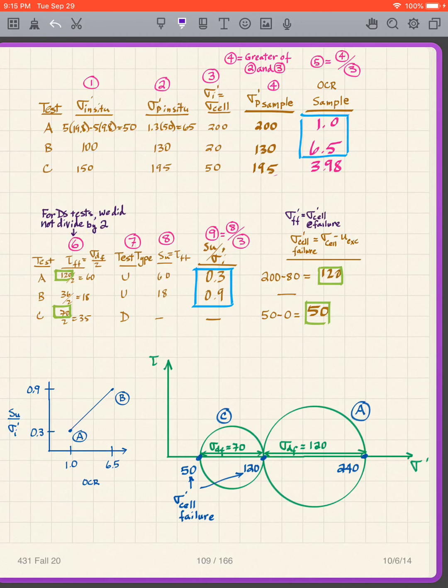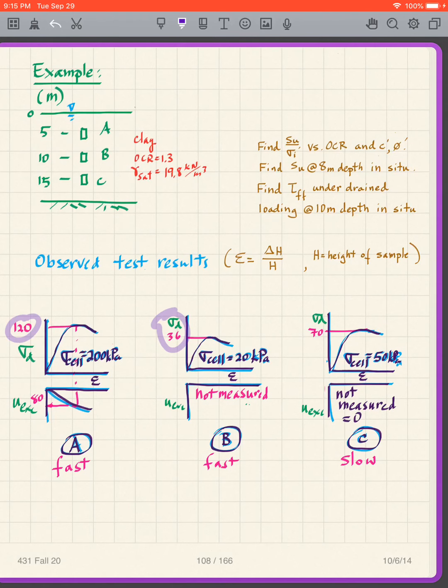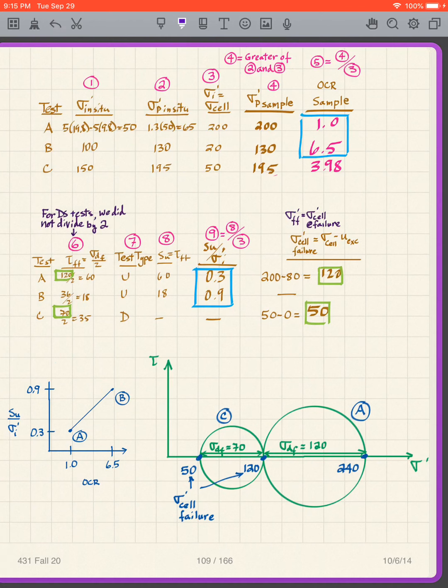Okay, so following through with what we had before, now we want to get tau FF. Well, tau FF is what? It's sigma D, the deviator stress at failure, divided by 2, because of the Mohr circle effect, which we just looked at. The tau max was the sigma deviator stress at failure divided by 2. So we took everything and divided by 2. We looked at these peaks, 120, 36, 70, and we just took those and divided by 2. 120 divided by 2, 36 over 2, 70 over 2.